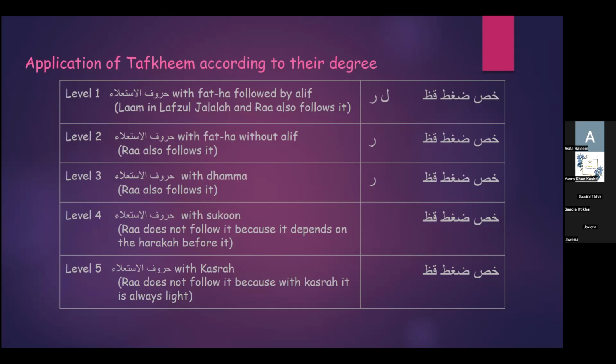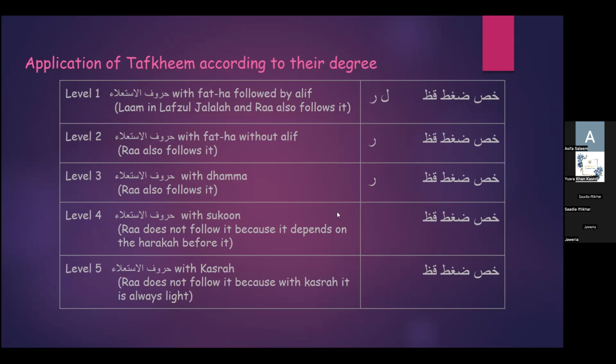Level 2 falls under the letters حروف الاستعلاء with the fatha only, without any alif after it. All the letters خص ضغط قض take this level, and the letter ra as well. When the ra gets a fatha on it, the ra would be read with the second level of tafkheem. You will notice that we haven't added the letter lam in it now. The reason being that lam is only mufakham in lafzul jalala, and in lafzul jalala the lam has alif after it. But in level 2, the lam will not be having any alif. So therefore, we will not add that lam in the second level of tafkheem. It's only at the highest level, which is level 1.